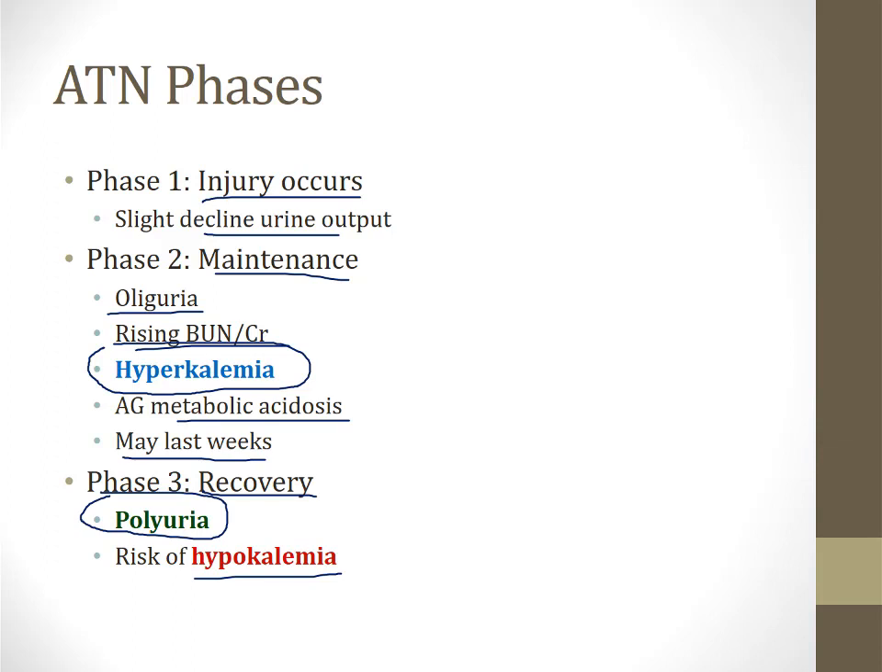So it's very high yield for your boards to remember that there are 3 phases, and in phase 2, there's low urine output and hyperkalemia. In phase 3, there's high urine output and hypokalemia.